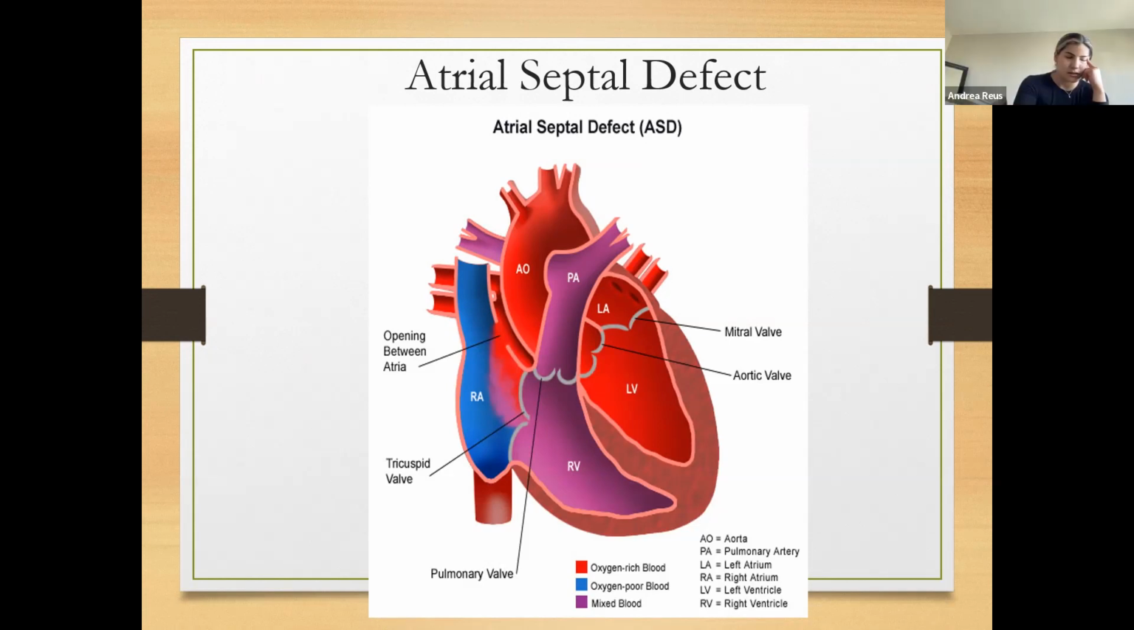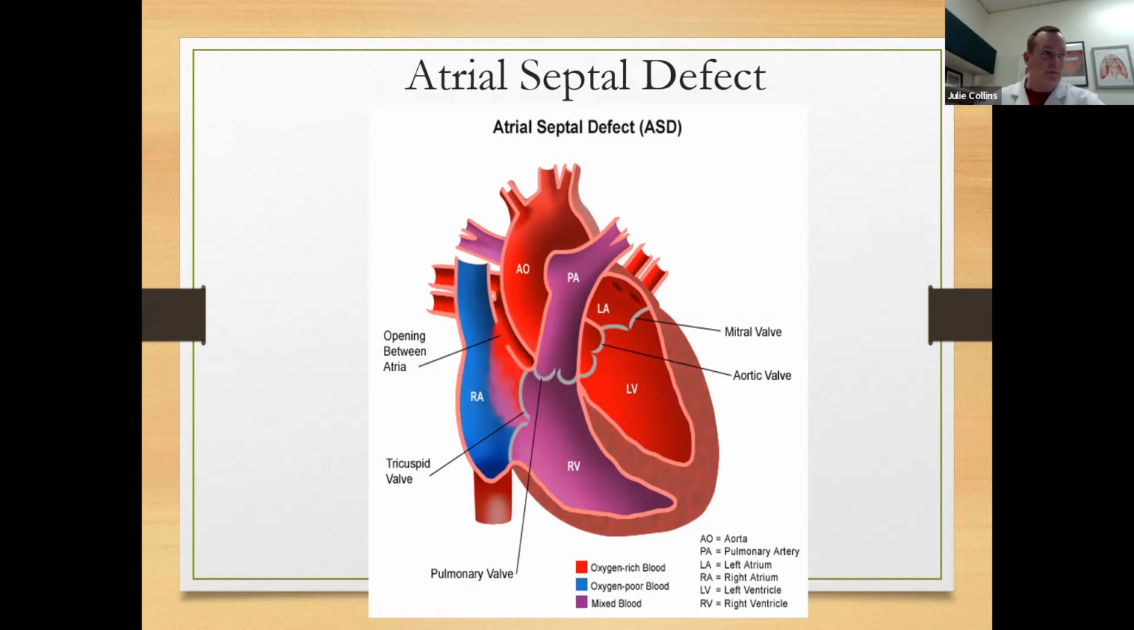Right superior pulmonary and right inferior pulmonary. Something with a V. So partial anomalous pulmonary venous return. Now that can either encompass just the right superior, or it can encompass both the right superior and right inferior pulmonary veins.